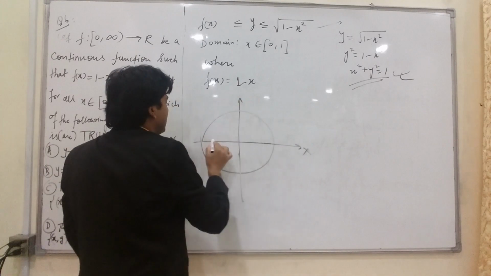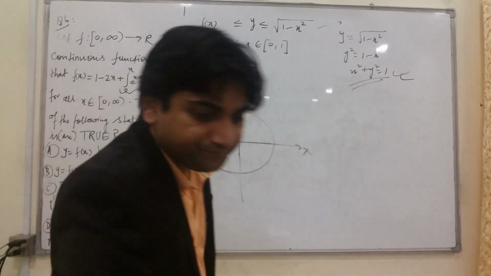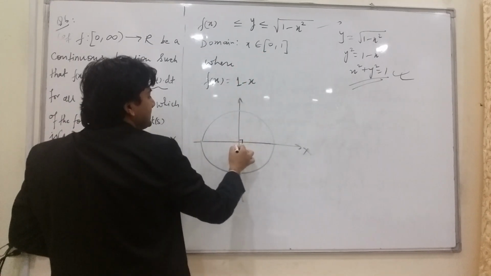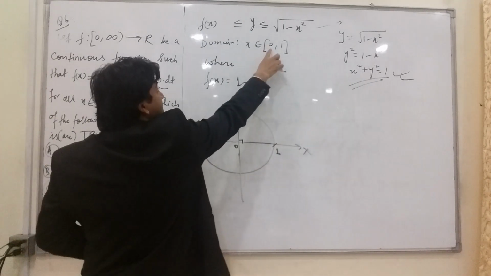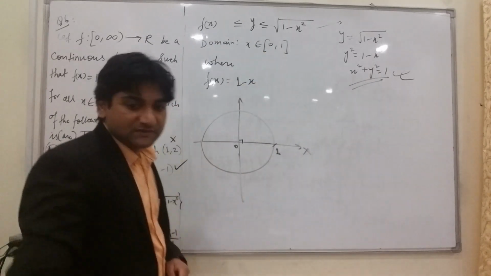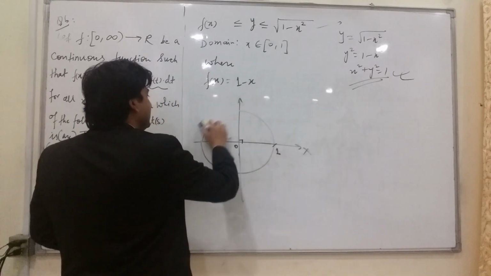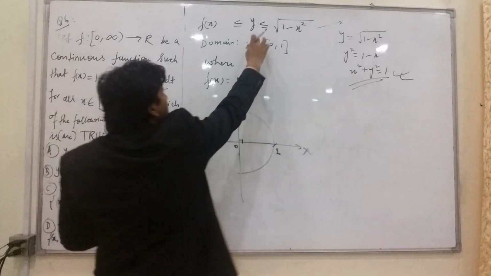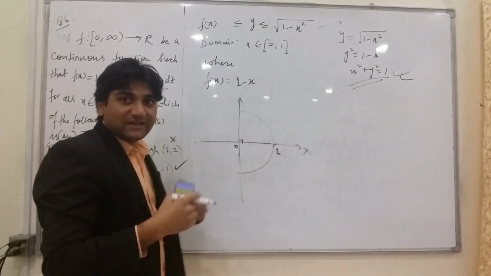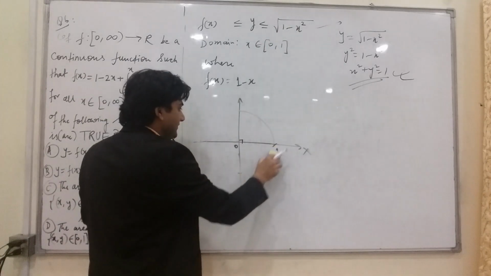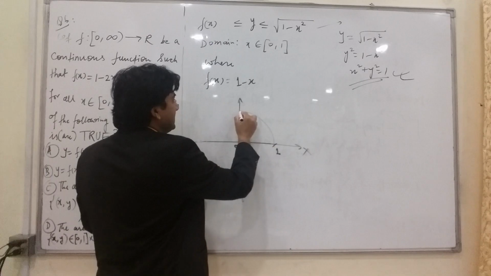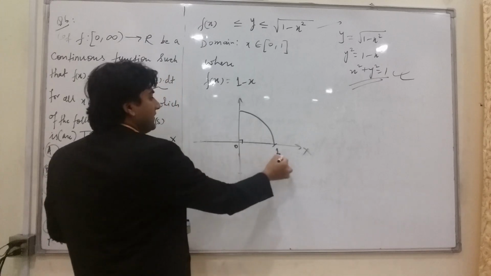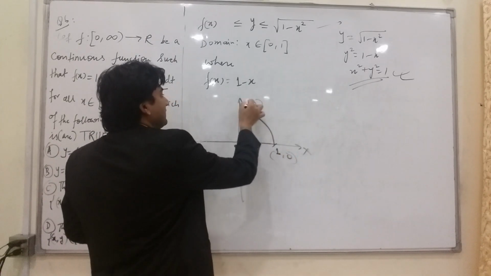This is the x axis, this is the y axis. Now if you observe the domain, this is 0 and this is 1. So x is allowed between 0 to 1. So first of all, this portion is not valid. And this is y equals root. Root is always positive. y cannot be negative. So this is also not valid. So what we have is only this, I mean 1/4 of the circle. This is (1, 0) and this is (0, 1).